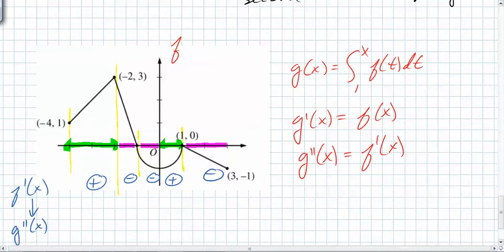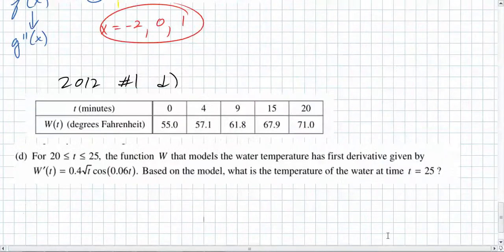So at what values does it look like the second derivative changes sign? x equals -2 and x equals 0, and x equals 1. Let me check one thing.